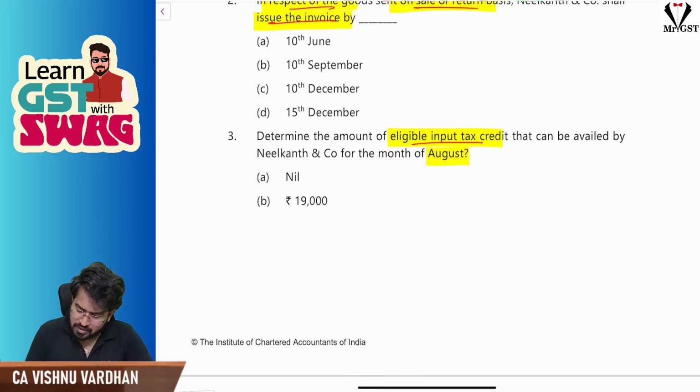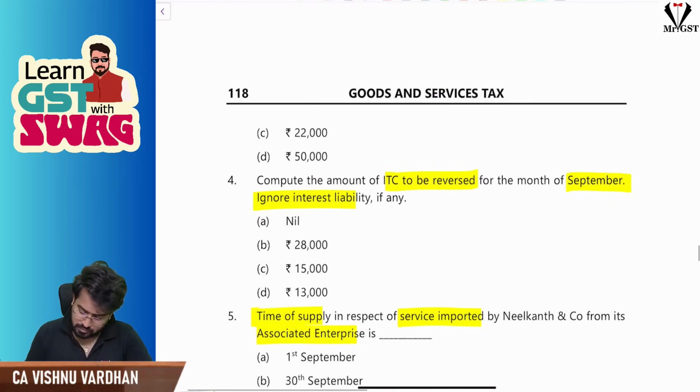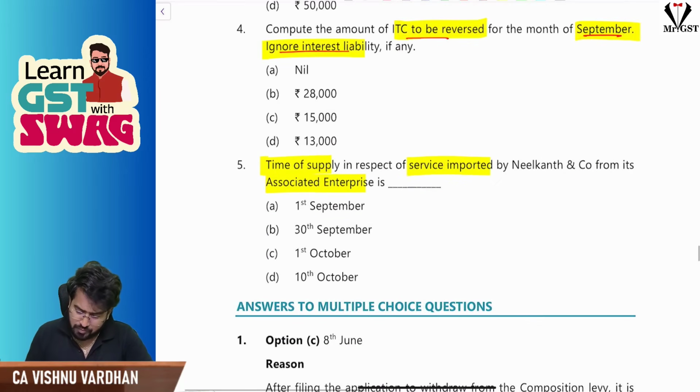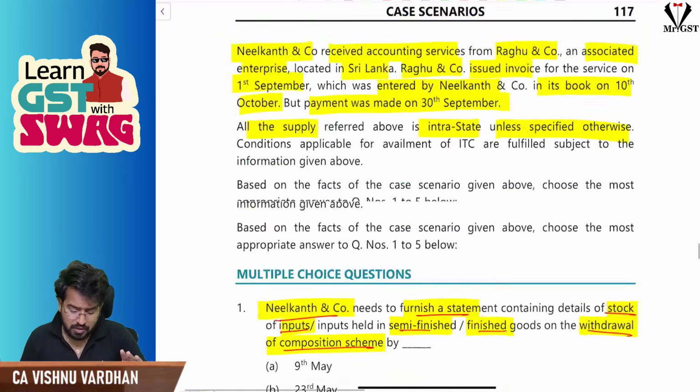Next, the questions are: eligible ITC for the month of August, ITC to be reversed for the month of September (ignore interest calculation), and time of supply for services imported from associated enterprise. These are the questions.